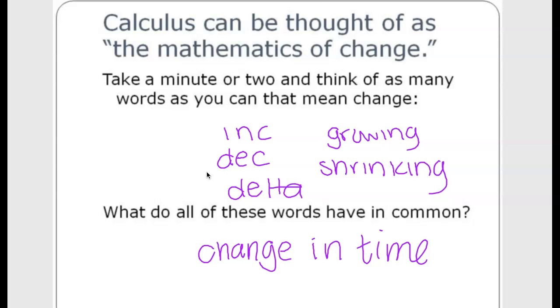For some of you, I saw when I was passing these out, you were looking at this: calculus can be thought of as the mathematics of change. That is truly the definition of calc. Calc is the mathematics of change. So words that mean change are increasing, decreasing, delta, shrinking, growing. Those all mean change. You have change in time.